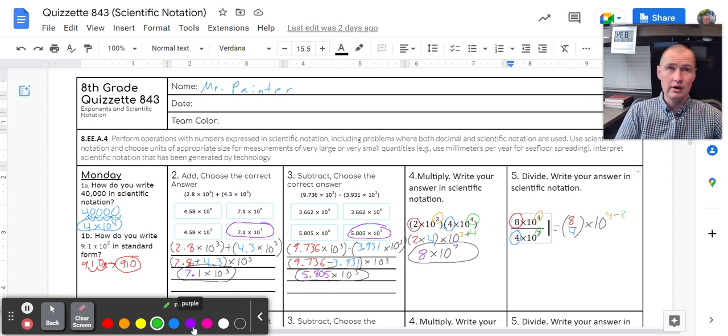Pretty nice. All right. So here we go. 8 divided 4 gives us 2 times 10. And 4 minus 2 is, you guessed it, 2. And that is also in scientific notation.